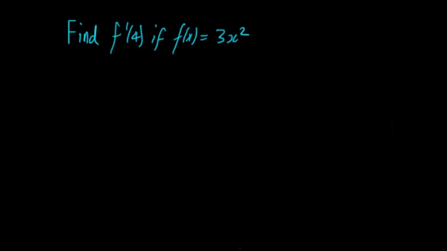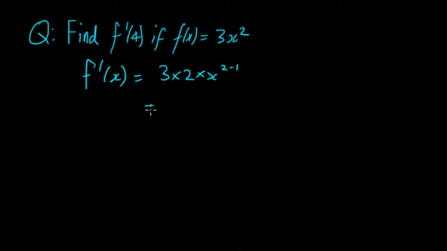So what about if this was a question? Find f dash 4, so the derivative and then 4, if f(x) is equal to 3x squared. So the first thing you want to do in this question is find the derivative. So f dash x is equal to 3 times 2 times x^(2-1), which is equal to 6x. So the derivative of 3x squared is 6x.